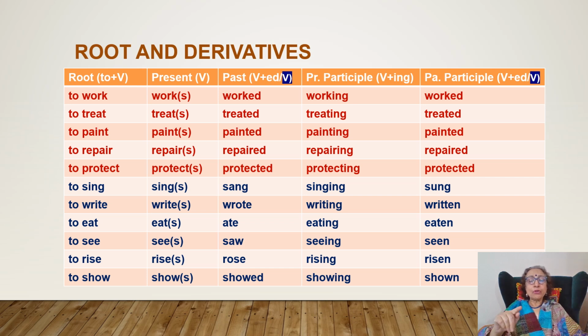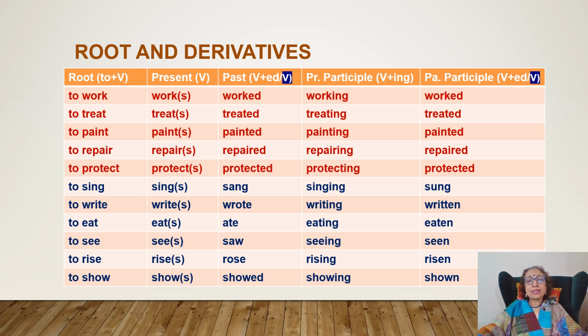Now look at the rule for the present tense. I've just put we in brackets. That means you remove the to from the root. You have in root to plus v. If you keep v, that is the present tense. To you remove, you can have only v. That is your present tense.